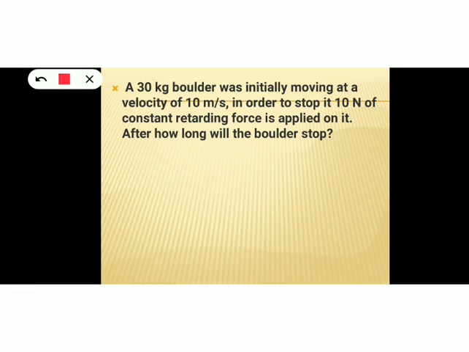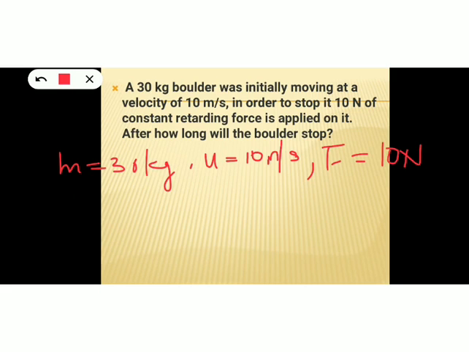So, what is given in the question? Let's write down the data given in the question first. Mass of the boulder is given, and it is 30 kg. It is moving with a velocity of 10 meters per second initially. So, initial velocity is given, that is 10 meters per second. In order to stop it, a 10 Newton constant retarding force is applied. And after how long will the boulder stop? So you must find out the time.